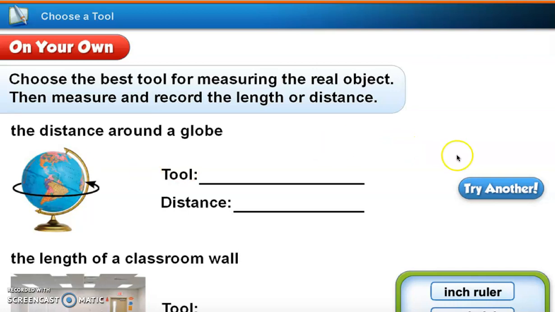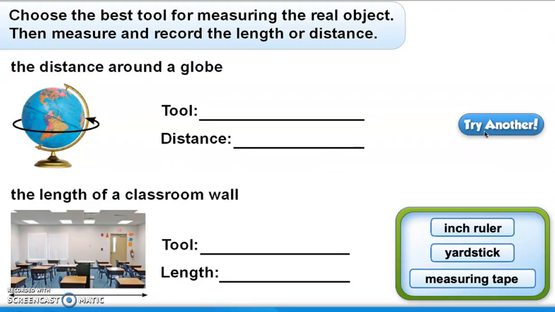Another one is the distance around a globe. When you think of a globe, it is circular, right? It's not flat. So this would be a good object to measure with measuring tape, because again, measuring tape is very flexible. You can bend it, you can wrap it around things, and that would be the best thing to use for a globe.